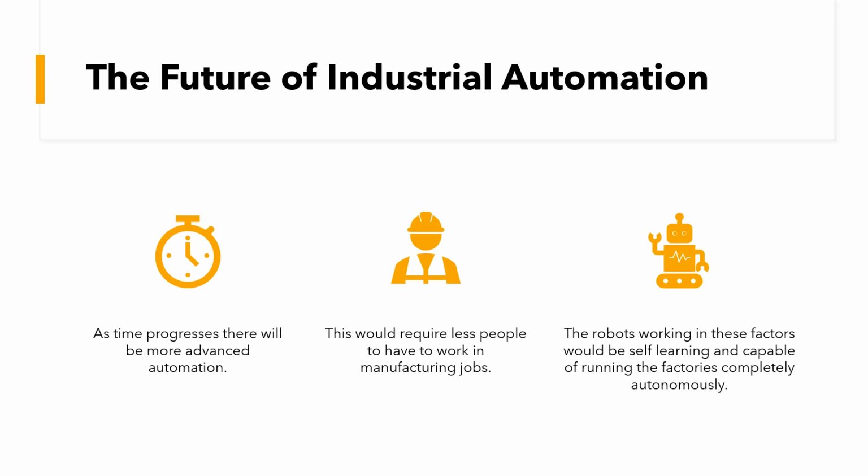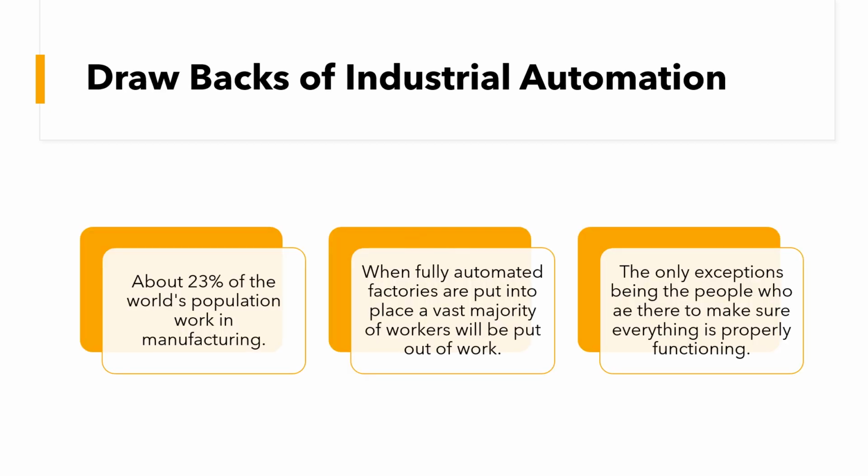The future of industrial automation. As time progresses, there will be more advanced automation, which in turn would require fewer people to work in manufacturing jobs. And the robots working in these factories would be self-learning and capable of running the factories completely autonomously. There are drawbacks to fully autonomous industrial automation.